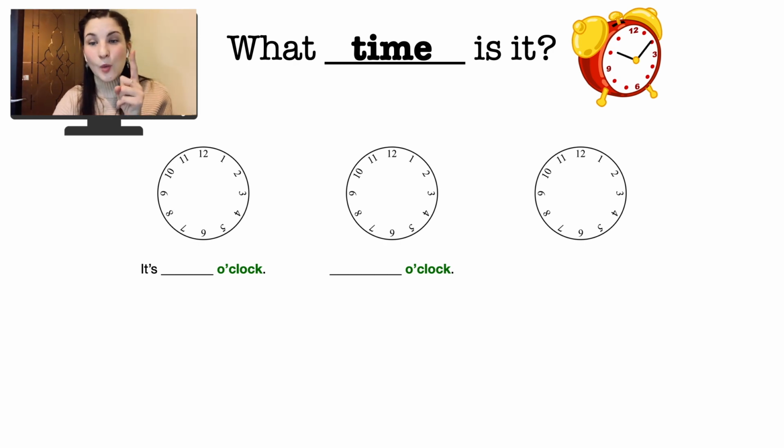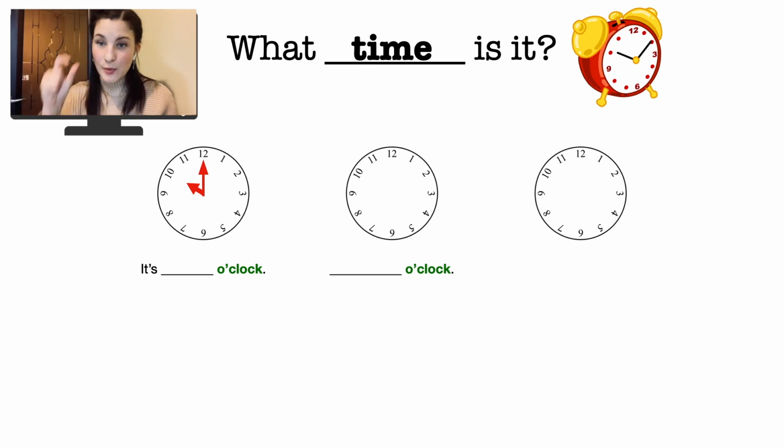Look at clock number 1. Each clock has 2 hands. We call them hands. Look at the picture. There are 2 hands. They are red. We have a short hand and a long hand. Look at the short hand. Does it show us hours, часы, or minutes? Right. The short hand shows us hours and the long hand shows us minutes.